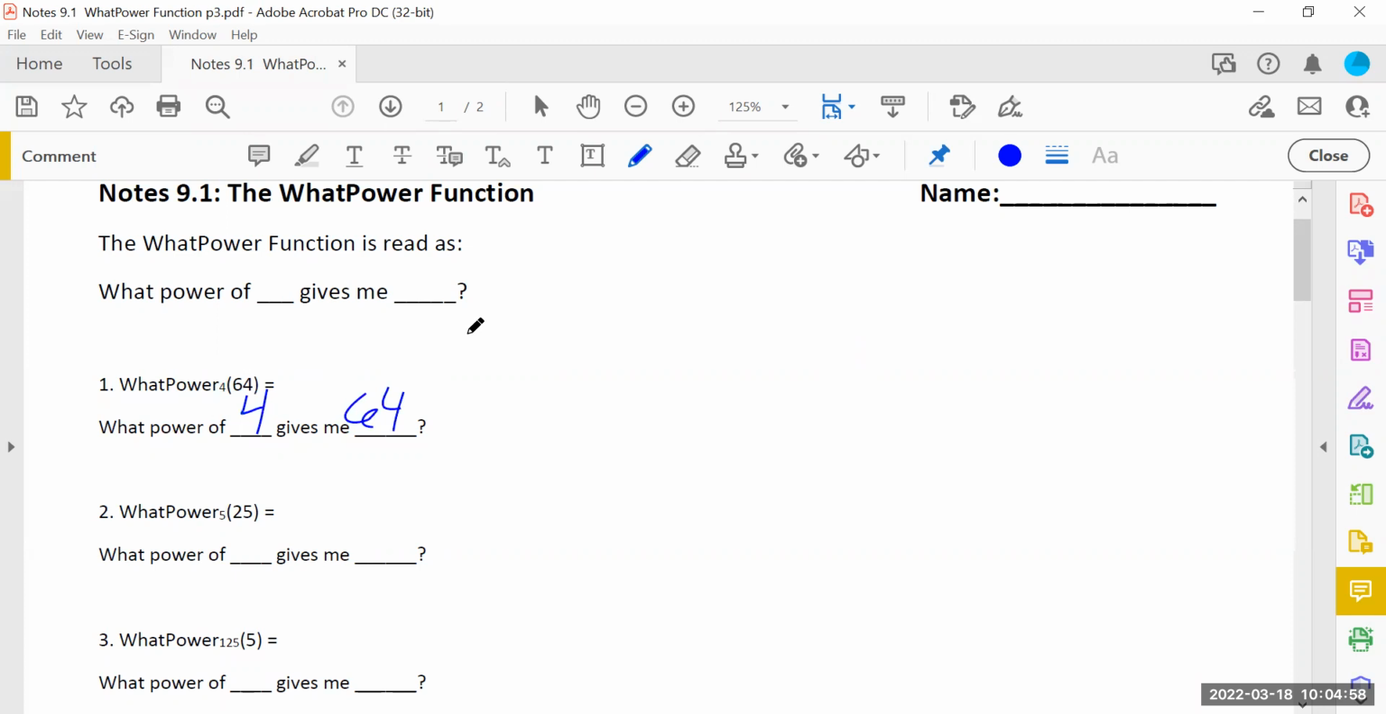So try it. How many 4s do I need to multiply together to get 64? You can just shout it out when you've got it. 3. So that is my answer. What power of 4 gives me 64? The answer is 3. If I want to check it, the way I could write this is 4 to the third power equals 64. Is everybody good with that?